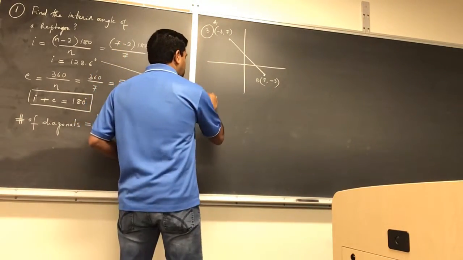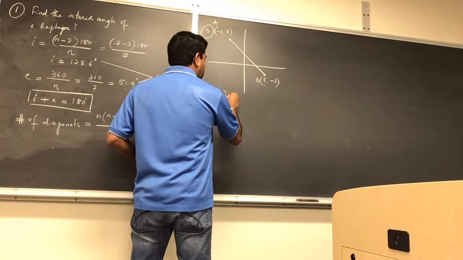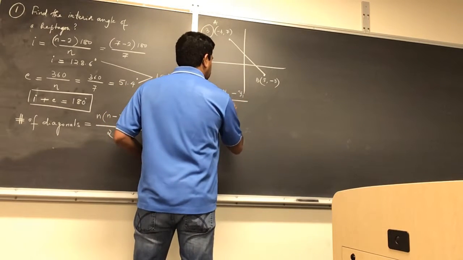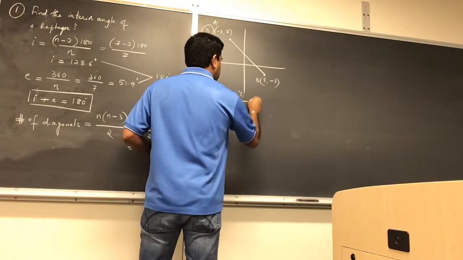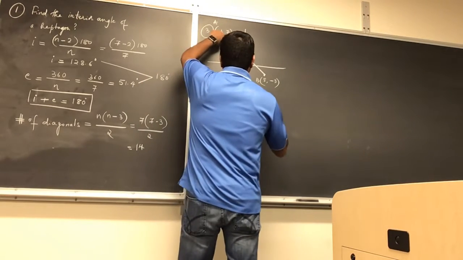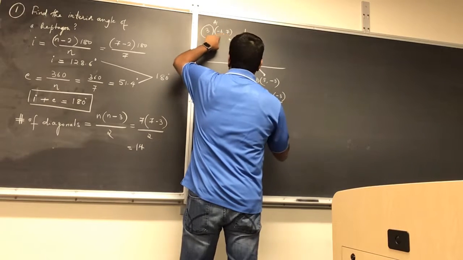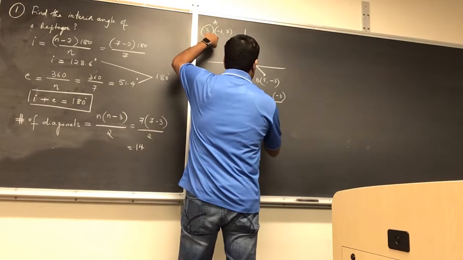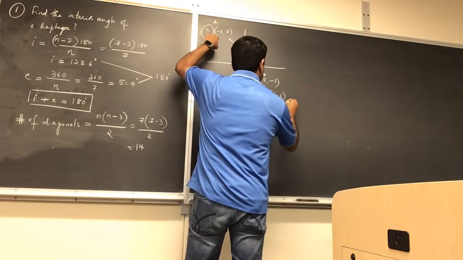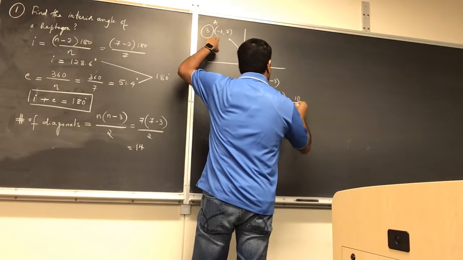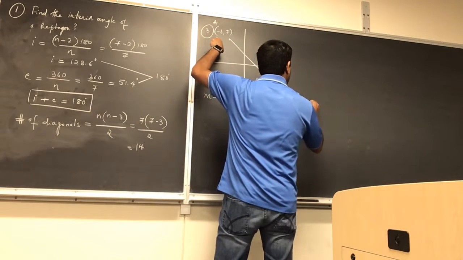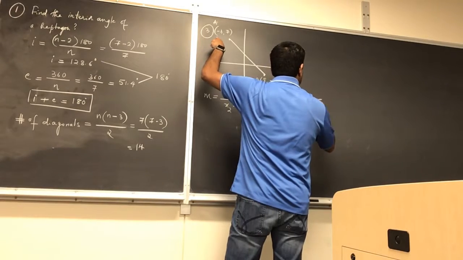Then of course you have to do it: a slope is y2 minus y1 divided by x2 minus x1. So let's call this y2, 7 minus negative 3, divided by negative 4 minus 8. So it'll be 10 divided by negative 12, which is negative 5 over 6.